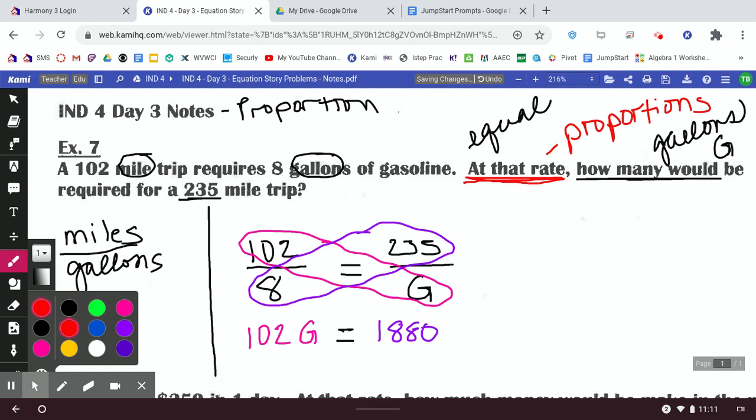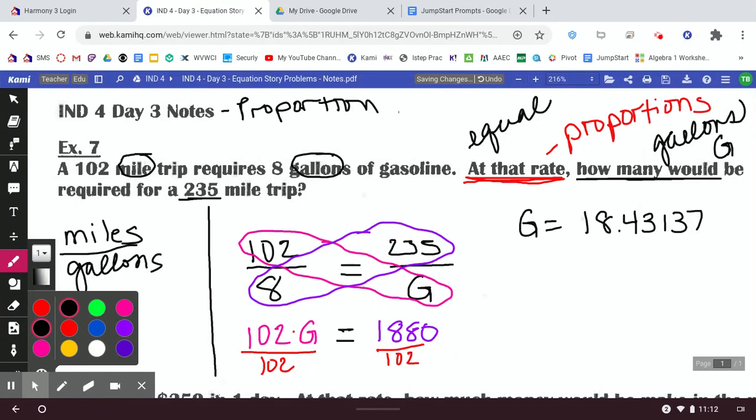And then we want to solve for G. We know to solve for G, it's attached by multiplication, so we're going to get that off by division. So our final answer is G equals 1880 divided by 102. And you get 18.43137.